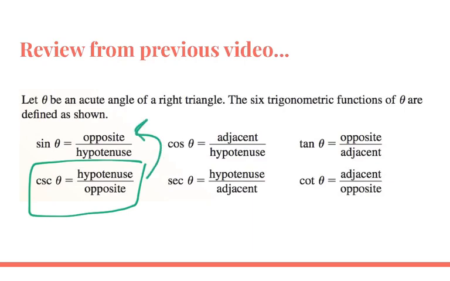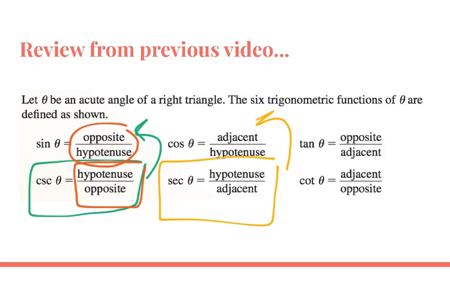So cosecant is just the reciprocal of sine. Notice that what's written here, opposite over hypotenuse, turns into hypotenuse over opposite. They're just flip-flopped. And the same things are true of the other ones. Secant is just the reciprocal of cosine, and cotangent is just the reciprocal of tangent.